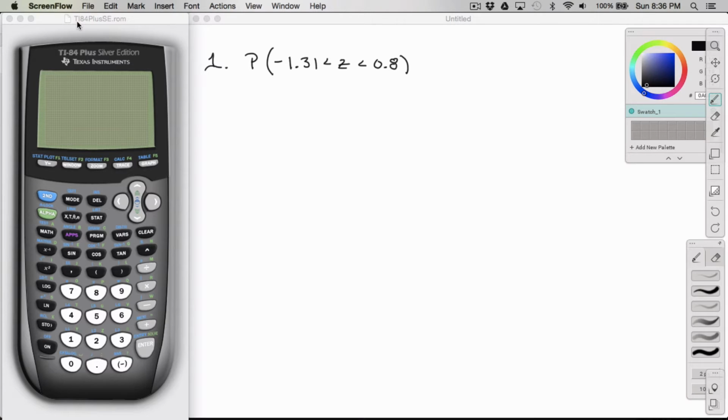Hi, this is Tom, and in this episode I'm going to show you how to use your TI-84 or 83 on how to find the area underneath the standard normal curve.